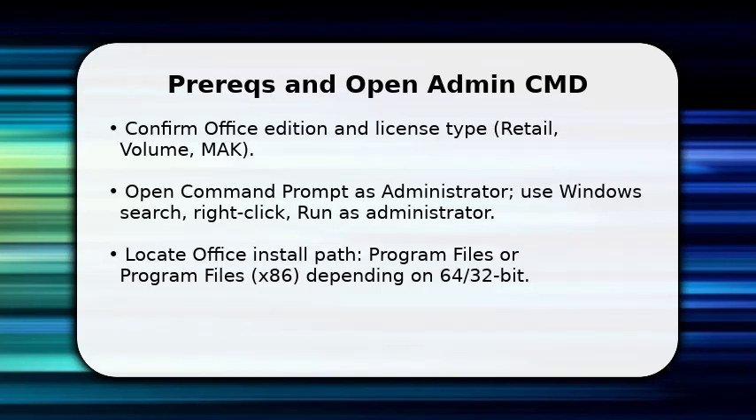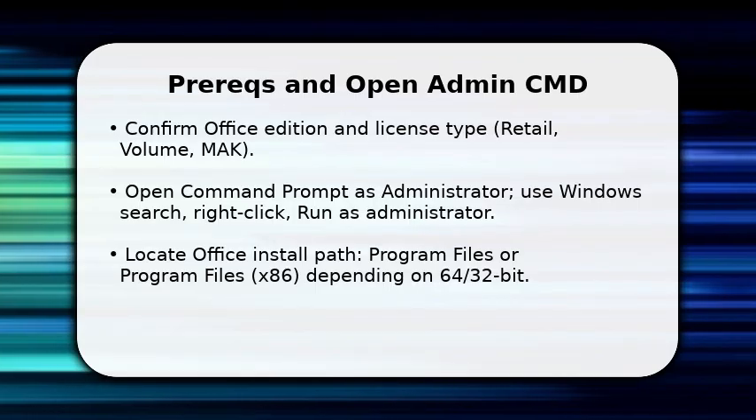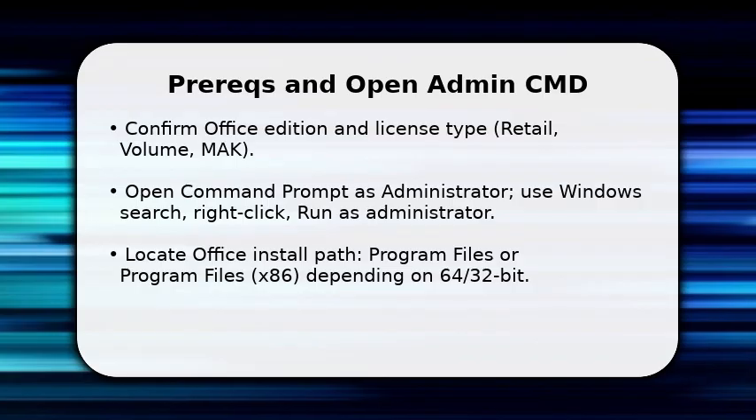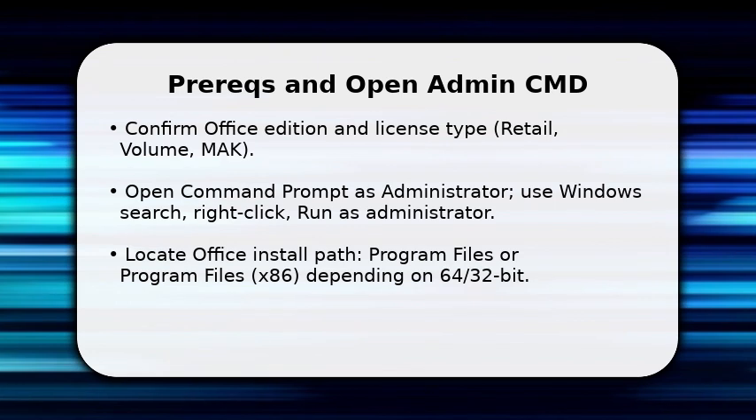You start by verifying the Office edition and license type because activation commands differ. Once done, open Command Prompt as administrator to ensure you can write system files. Navigate to the Office installation folder with cd /program files/Microsoft Office/Office16 or the program files x86 path if 32-bit. Make sure you use the correct folder for your version, Office 16, Office 15, or Office 14. This initial alignment saves time and prevents wrong key installations later.